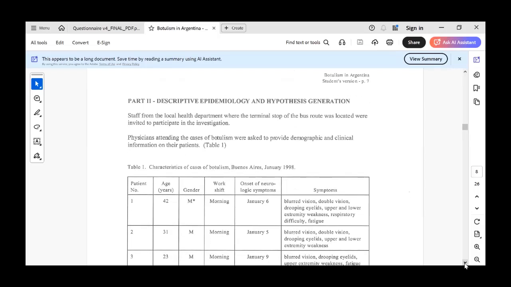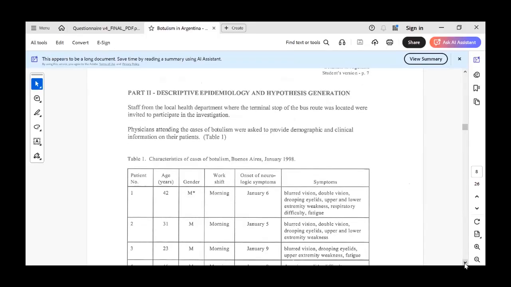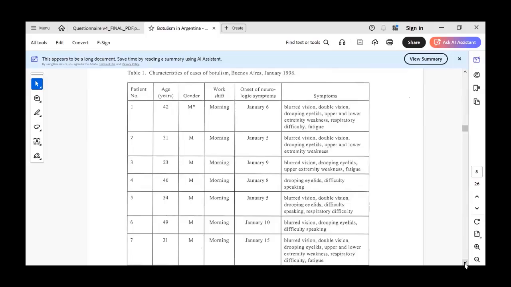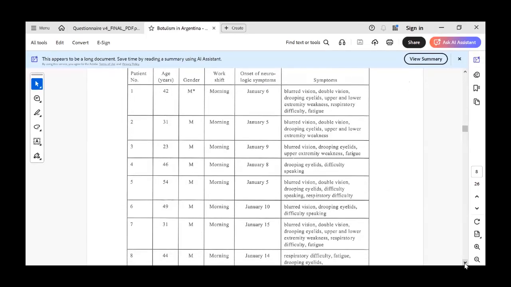Okay, so from the health department, of course, with your outbreak investigation, you're going to collect information, and they were asked to provide demographic and clinical information on the patients. So as usual, they can collect information on the age, on the gender, when they worked, when their symptoms occurred, and the symptoms that they experienced. So I will ask someone to just summarize the demographic and clinical information based on the table.